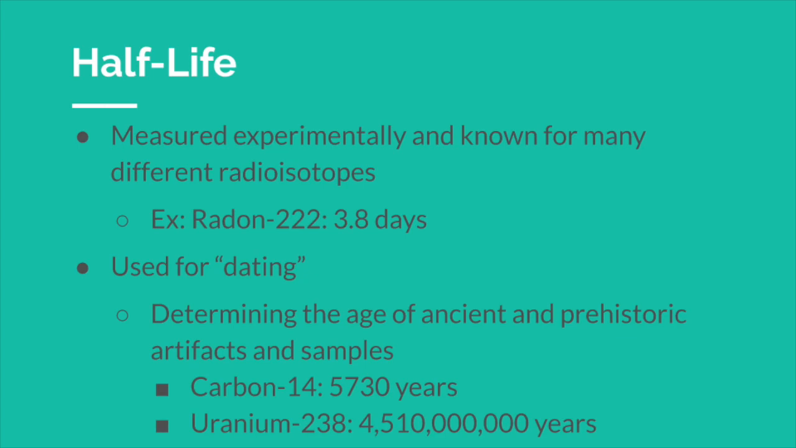Predictable half-lives are used to date old stuff like ancient artifacts and prehistoric fossils. Two radioisotopes commonly used for this purpose are carbon-14, which has a half-life of 5,730 years, and uranium-238, which has a half-life of 4.51 billion years.